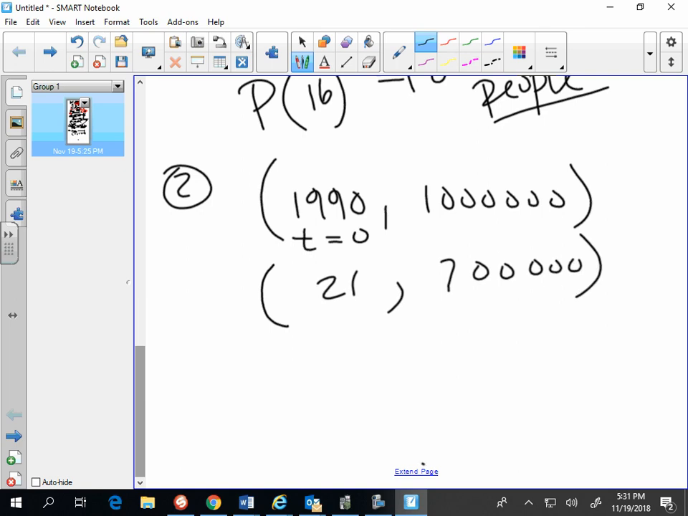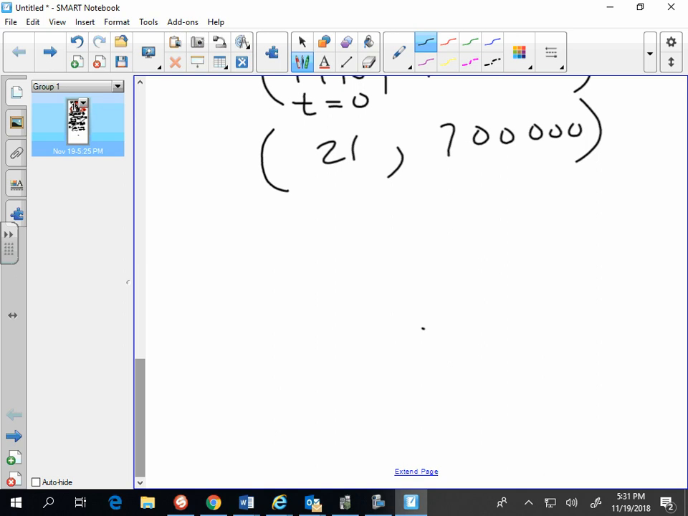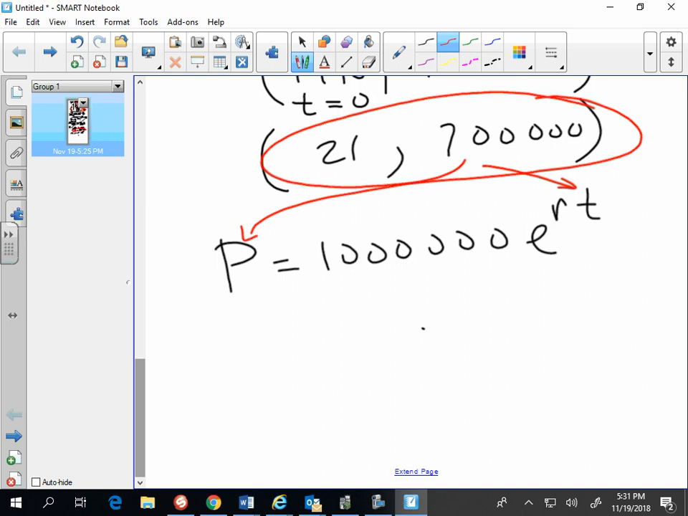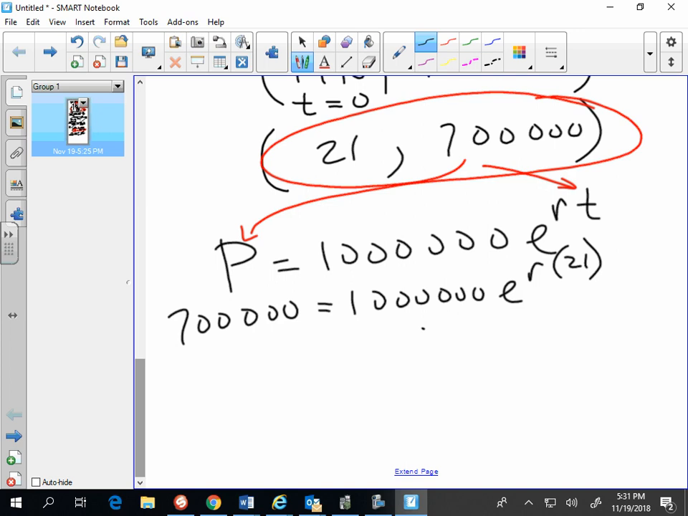Okay, so let's build our model. So P equals that initial amount, 1 million e to the rt. And now we're going to plug in this second ordered pair to help us find r. We'll plug in a 21 for t, and we'll plug in the 700,000 for P. 700,000 equals 1 million e to the r times 21. Well, I'm going to divide both sides by a million. That's 6 zeros.